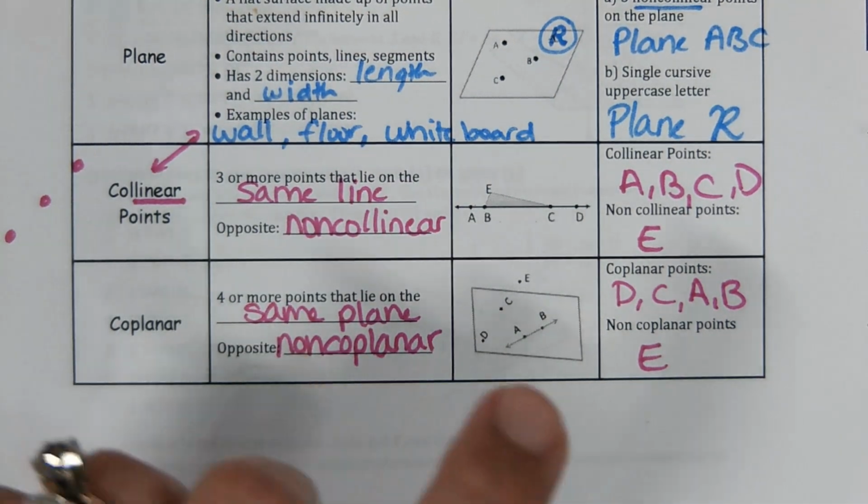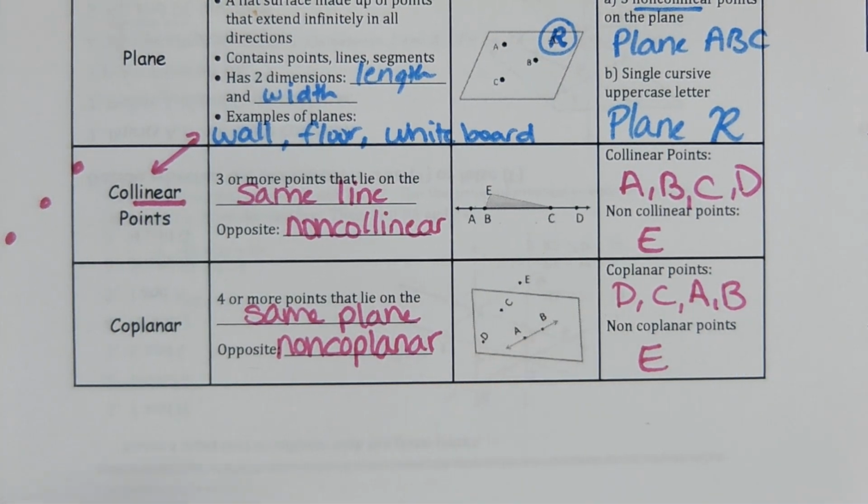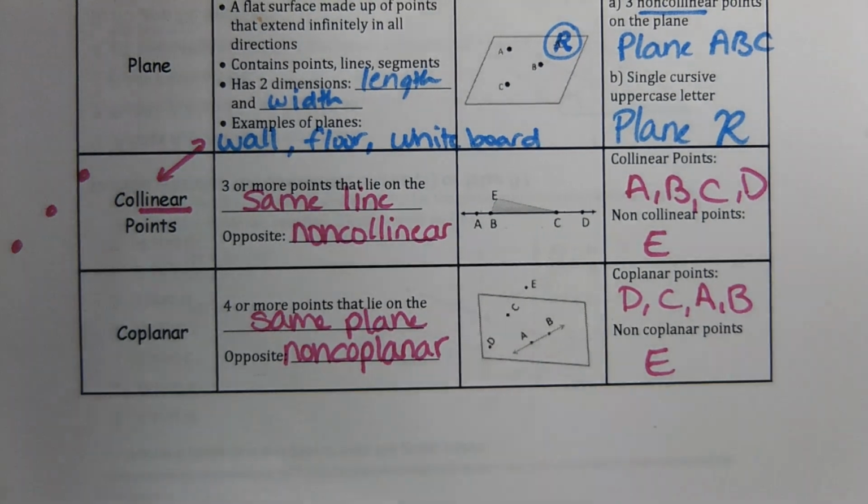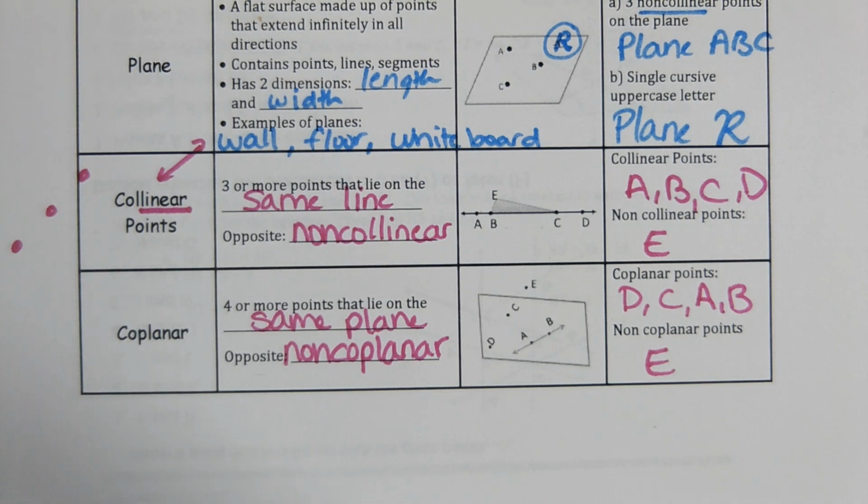And I know it's kind of hard to make sense of on the paper, but what's happening is you have a plane, like this piece of paper, D, C, A, and B are on the plane, and then E is like up here. It's not on the same plane. So I know it's hard to see that on the paper, but that's what's happening. So D, C, A, and B are on the paper, and then E is up here.